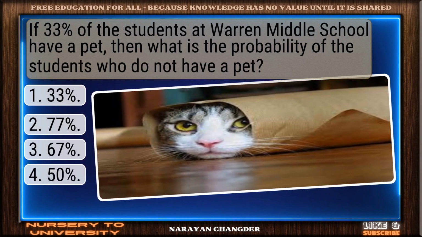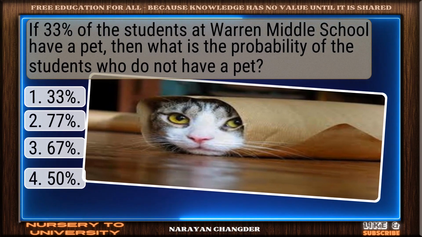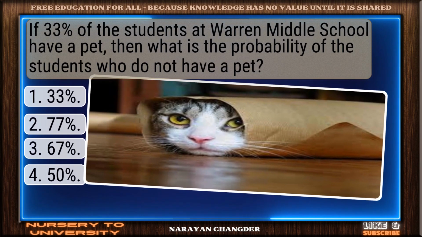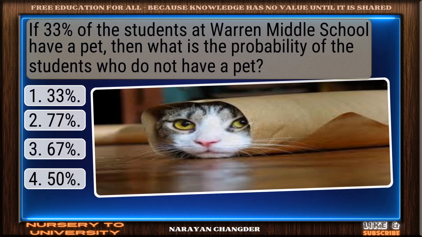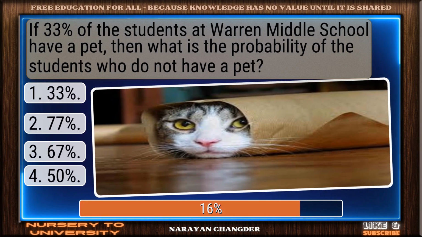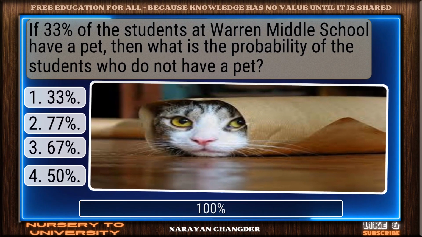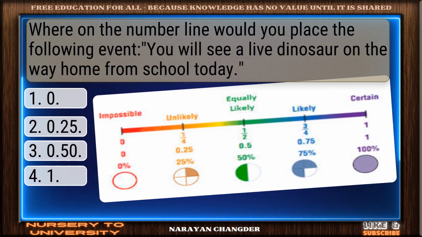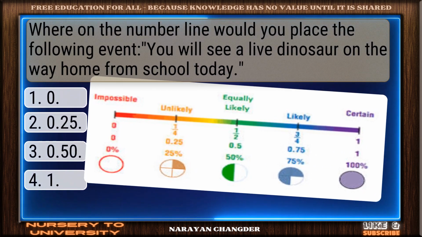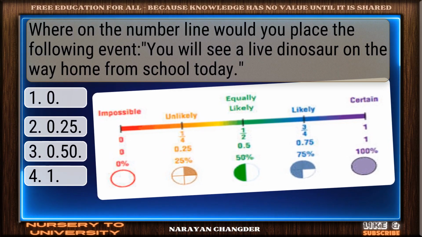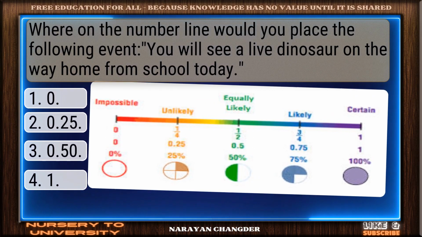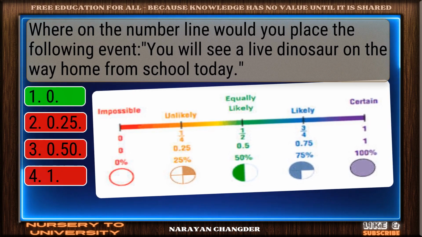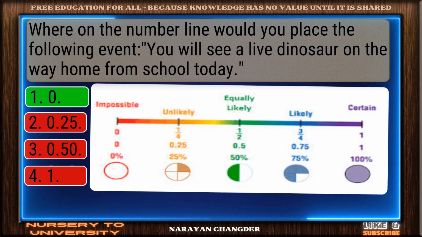If 33% of the students at Warren Middle School have a pet, then what is the probability of the students who do not have a pet? 67% fits perfectly. Where on the number line would you place the following event? You will see a live dinosaur on the way home from school today. Great thinking. Zero is right.